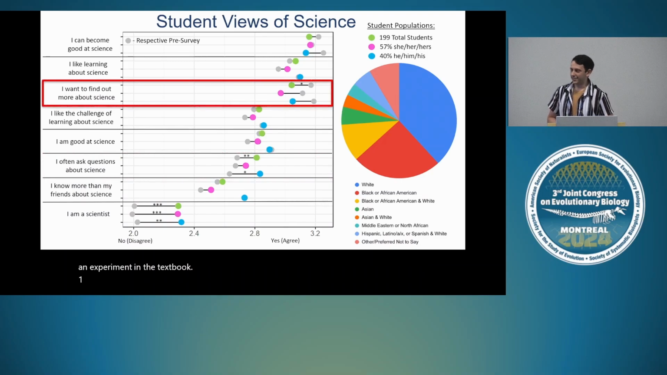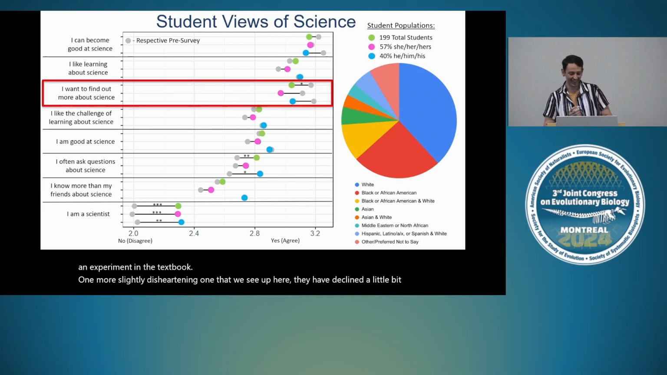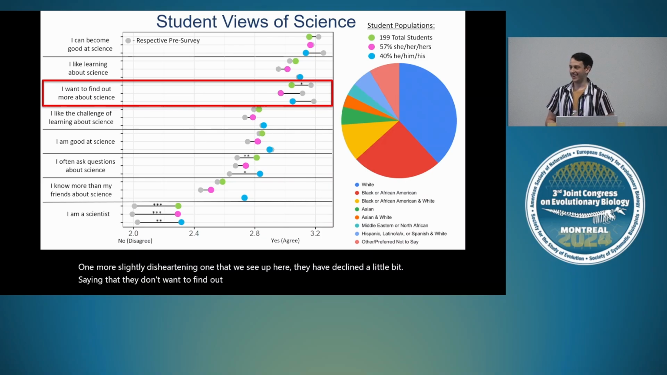One more slightly disheartening one that we see up here. They have declined a little bit, saying that they don't want to find out more about science, which is not what we want to hear. But it's still good for us to know, because that just means that for some students, this was not the most conducive way for them to learn. And we do verbal post-interviews after the experiment where they can tell us how they felt, what they think we could improve upon, and we're always trying to do better things for these students as well.